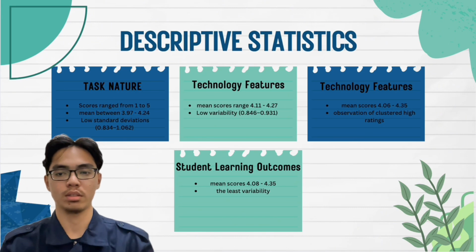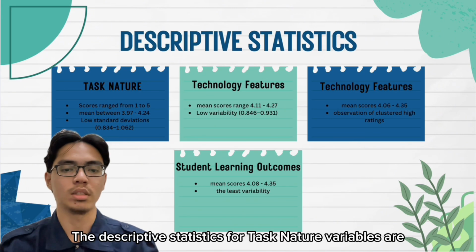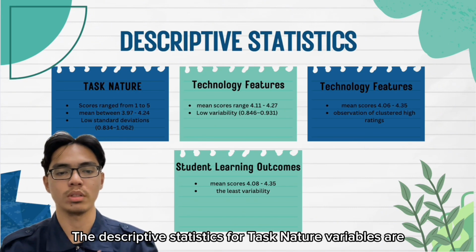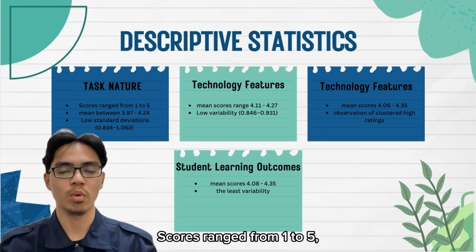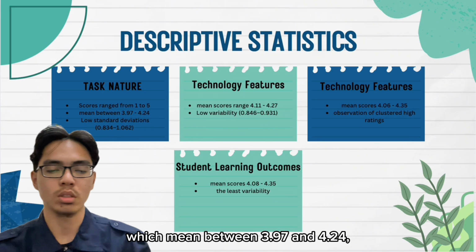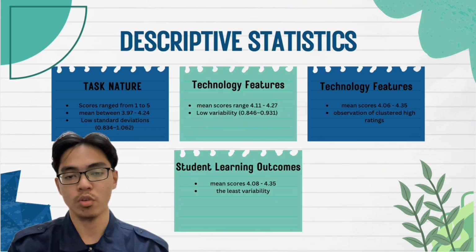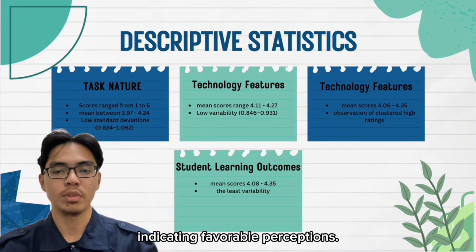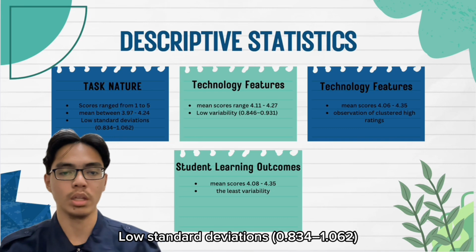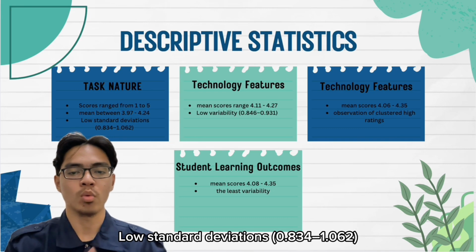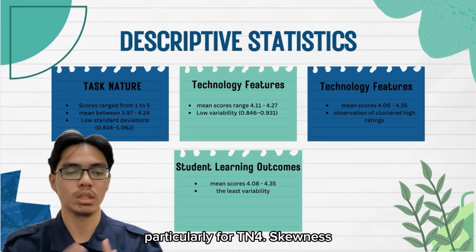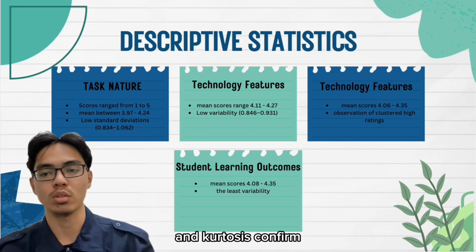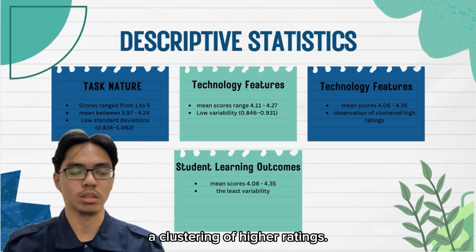Descriptive statistics, task nature (TN). The descriptive statistics for the task nature variable, based on 93 respondents, scored in the range of 1 to 5, with means between 3.97 and 4.24, indicating a favorable perception. Standard deviations from 0.83 to 1.092 suggest consistent responses, particularly for TN4. Skewness and kurtosis confirm the clustering around higher ratings.